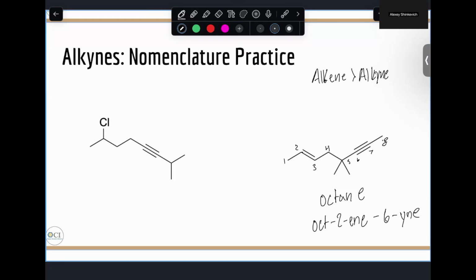Normally, if this double bond wasn't here, you could just name it like 2-octyne or 2-ine, right? You could name it as either one of those. Yeah, you go the other way. But because we have that double bond, you need to name it like this. It's pretty weird. And then we just add the methyl groups, 5,5-dimethyl.